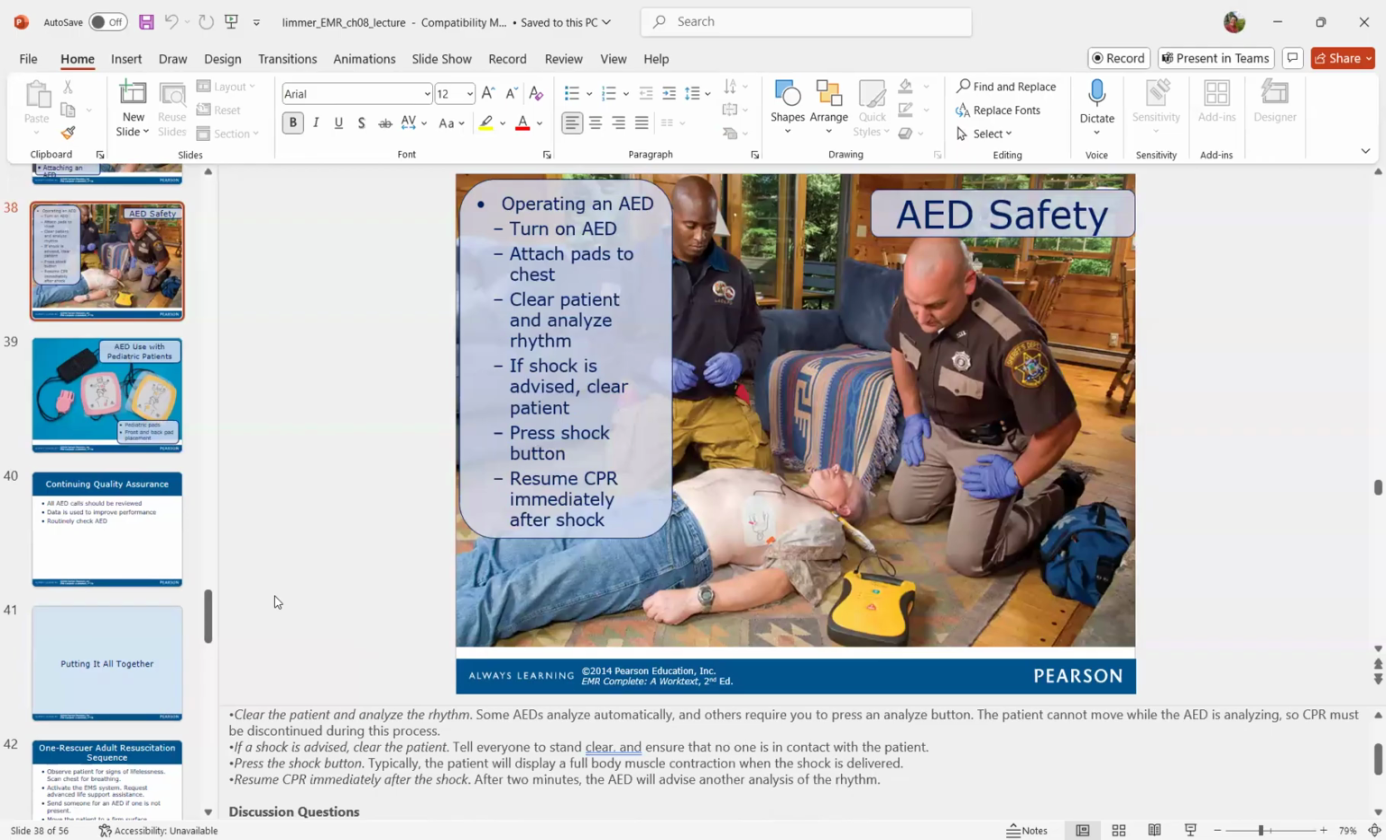After 2 minutes, the AED is going to analyze the rhythm again. So every 2 minutes, that AED is going to say analyzing rhythm, stop CPR, analyzing heart rhythm. And that's your cue, if you have multiple people, to switch people doing the compressions to get fresh people in there.